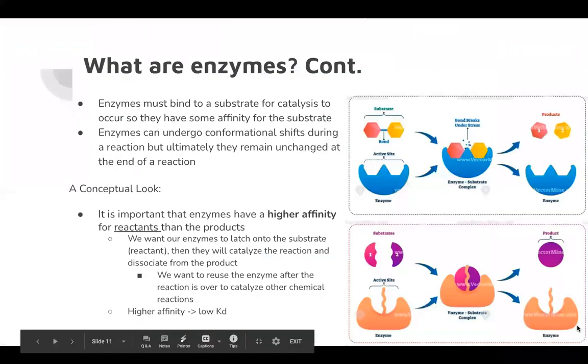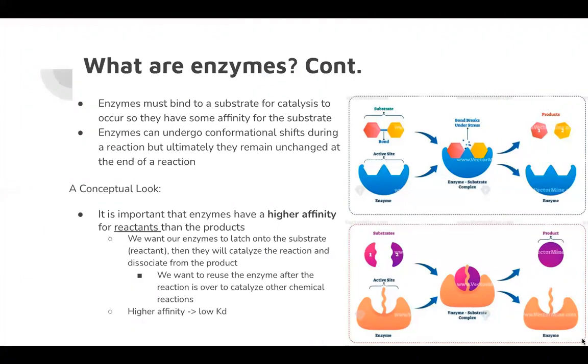No. Okay. So just going to continue talking about enzymes. Just like I said, enzymes bind to a substrate for catalysis or the enzymatic reaction to occur. So to be able to do this, they have to have some affinity for the substrate. And during reactions, enzymes have the ability to undergo conformational shifts, but they ultimately remain unchanged at the end of the reaction. The reason they undergo conformational shifts is so that they can accommodate the substrate, which is in a specific shape. You can see that the active site has the same hexagonal shape that the substrate has, so it's able to fit it in.